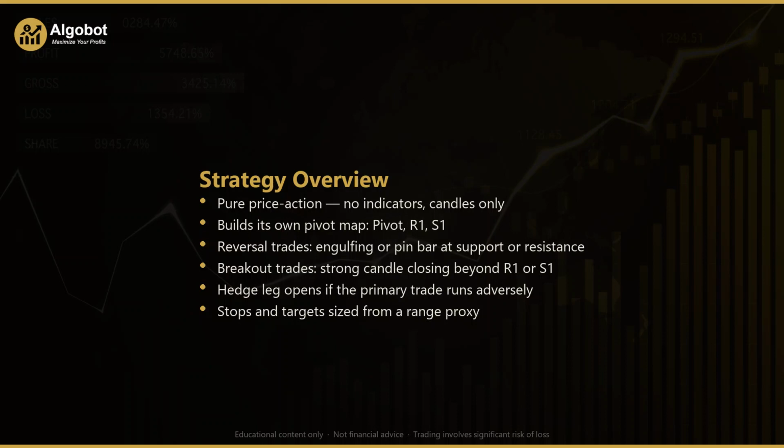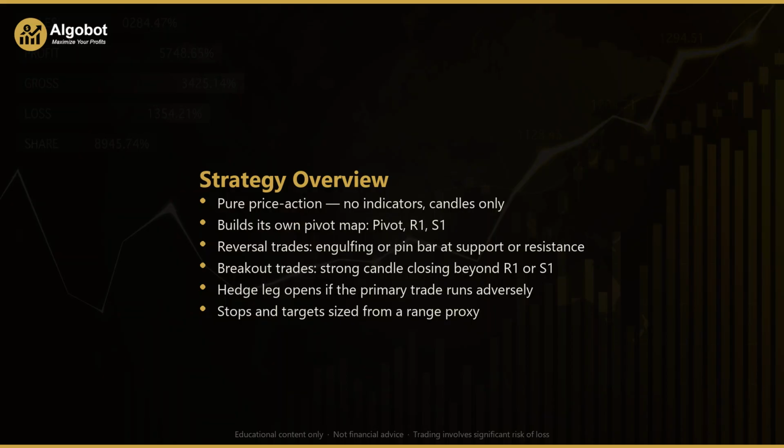From there, the strategy looks for two very different kinds of opportunity. The first is a reversal. When price reaches the support zone and forms a bullish engulfing candle or a bullish pin bar, the strategy reads that as buyers stepping in, and it signals a long. The mirror image happens at resistance, where a bearish engulfing or a bearish pin bar signals a short. The second opportunity is a breakout. When a strong-bodied candle closes decisively beyond resistance or below support, the strategy treats that as an expansion move and trades in the direction of the break.